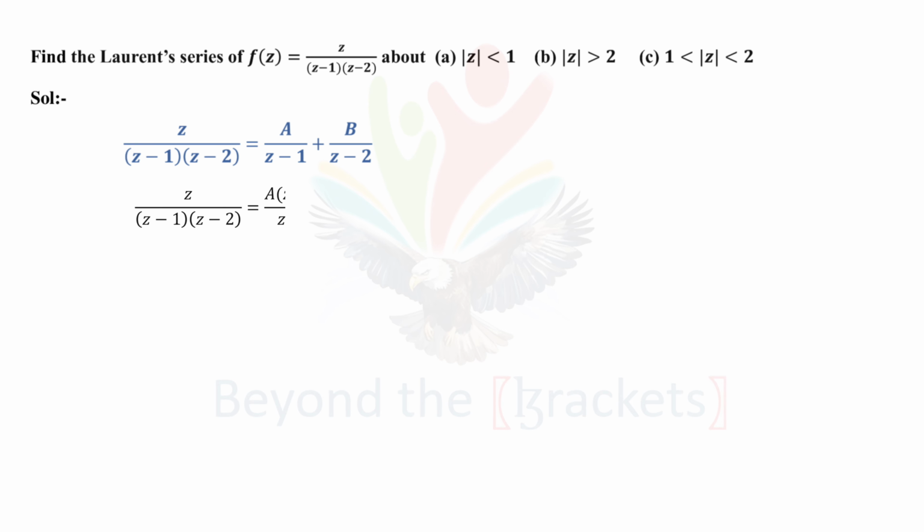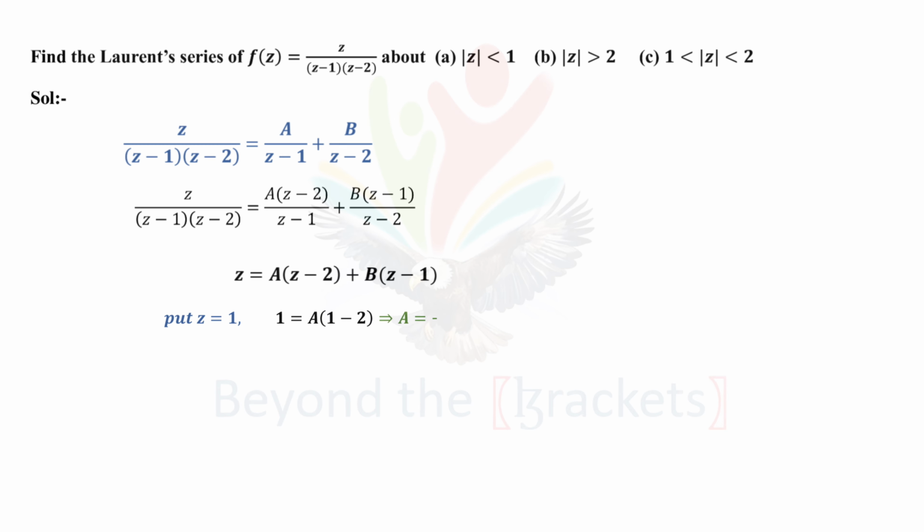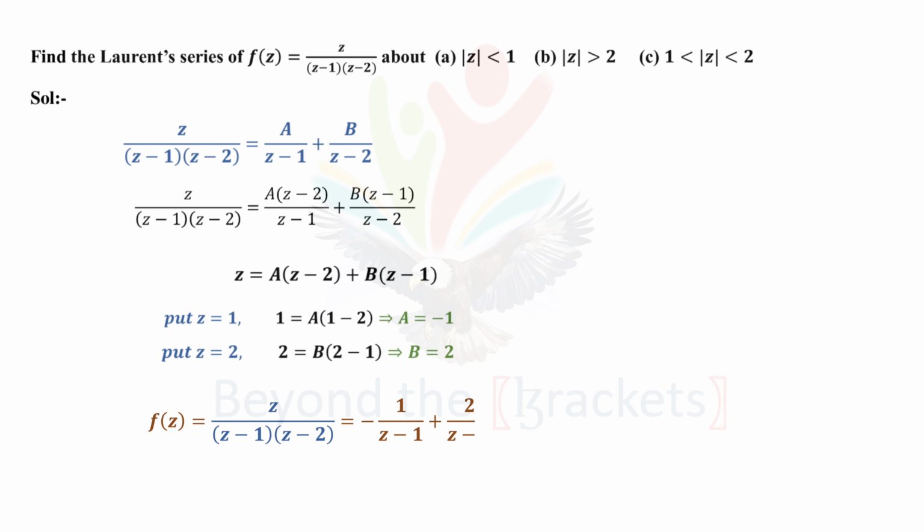Taking the LCM and simplifying this, we get z is equal to a into z minus 2 plus b into z minus 1. Putting z is equal to 1 cancels b and we get 1 is equal to a into 1 minus 2. So the value of a is minus 1. Putting z is equal to 2 cancels a and we get 2 is equal to b into 2 minus 1. So the value of b is 2. So the value of f of z is minus 1 by z minus 1 plus 2 by z minus 2.